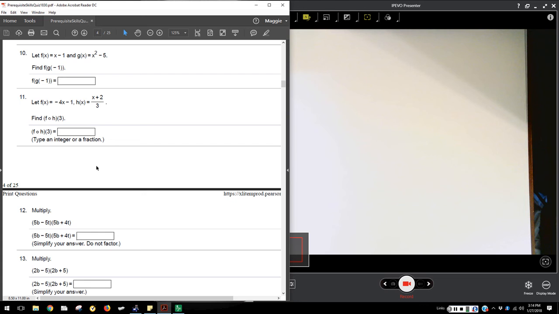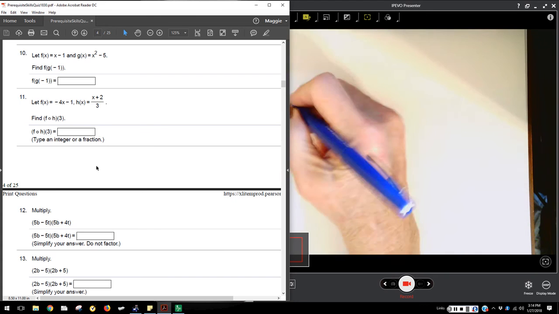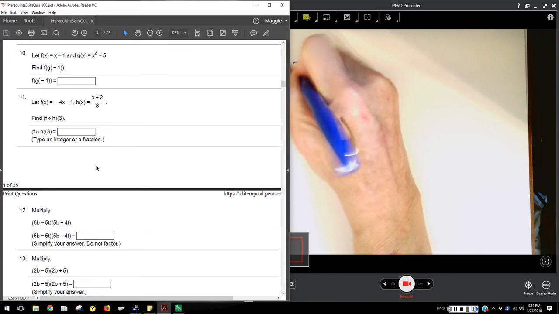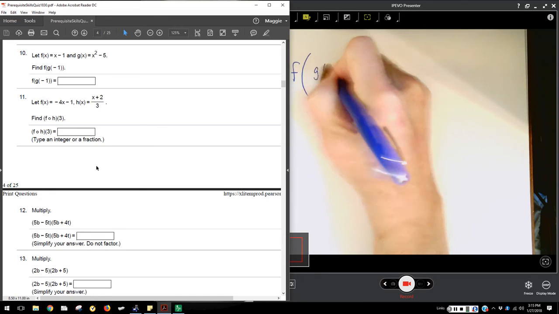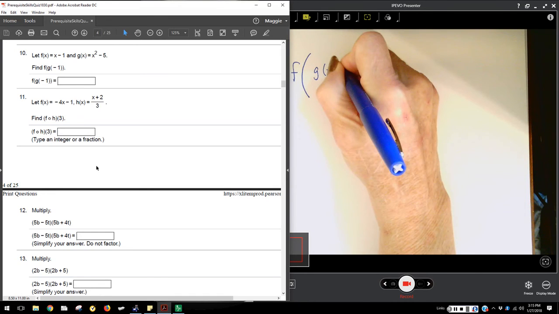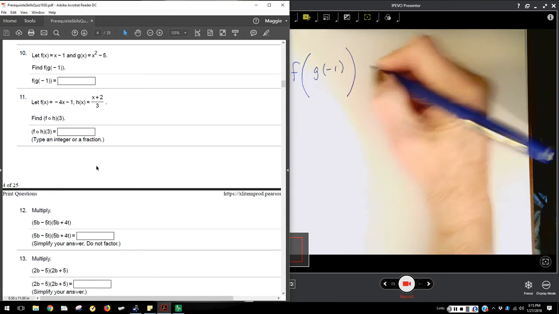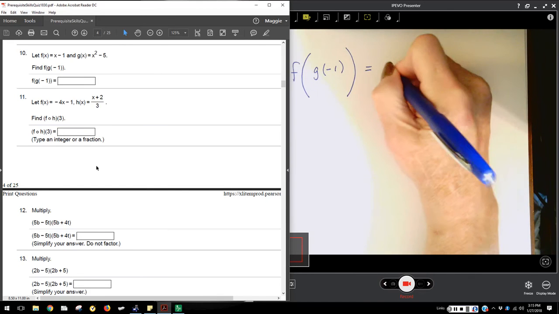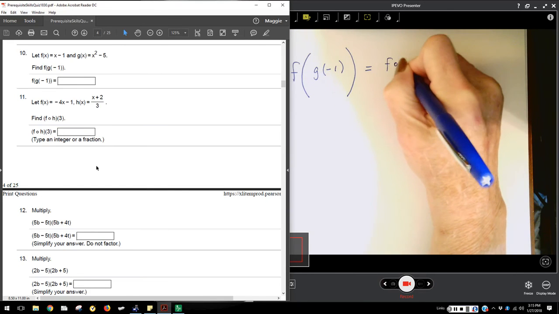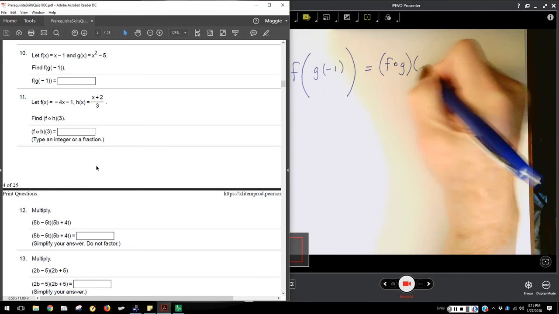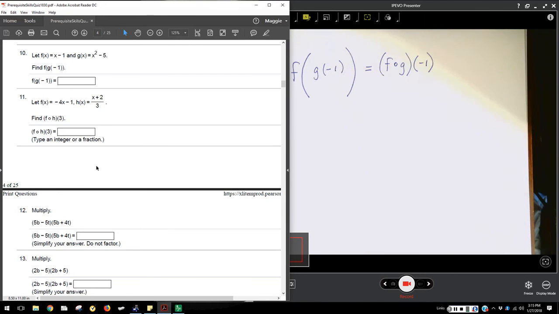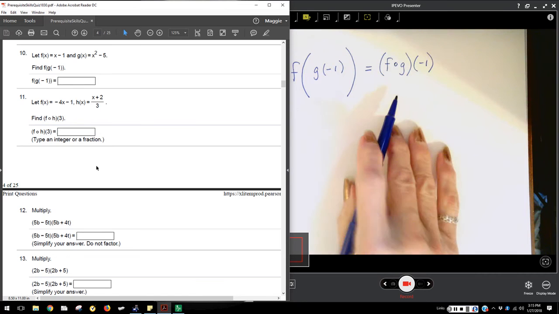So now we have problem number 10, and this is called composition of functions. Let me talk to you a little bit about what this means. When we're trying to find f of g of -1, sometimes that's also written as f with a little circle and then g and then the -1 after it. And that is not a multiplication symbol. That's just simply two different ways to write the same thing.